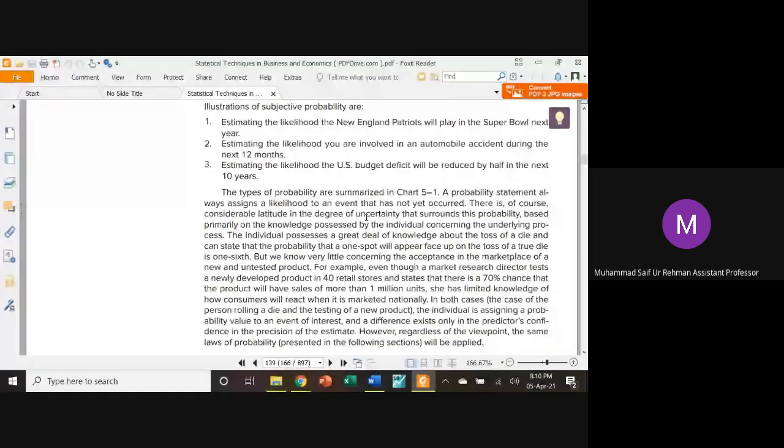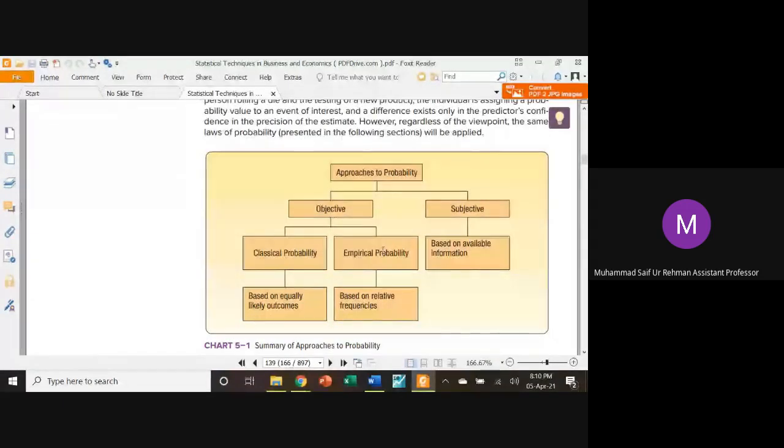It depends upon experience. So again, this is the chart that I have already explained based on available information. Under the objective head, classical probability is there, empirical is there. Empirical probability is based on relative frequencies, and classical probability is based on equally likely outcomes. Equally likely outcomes means if you are going to toss a coin, the chance of occurrence of head or the chance of occurrence of tail, both are equal, they are equally likely. If such is the situation, then classical probability is there. And empirical probability is based on the relative frequencies.